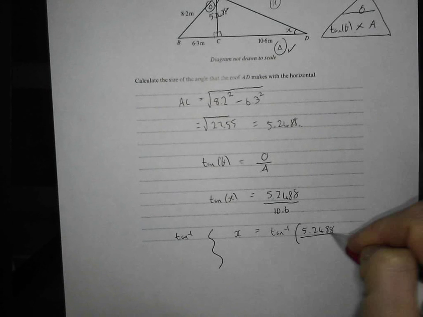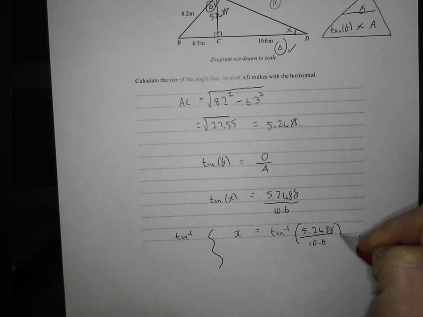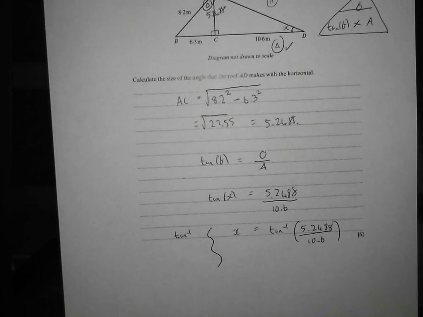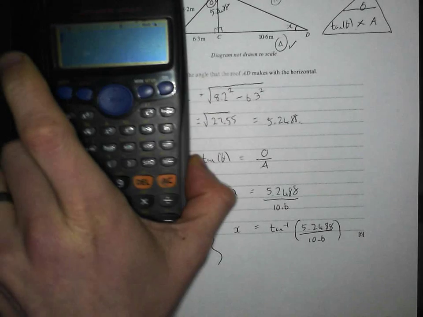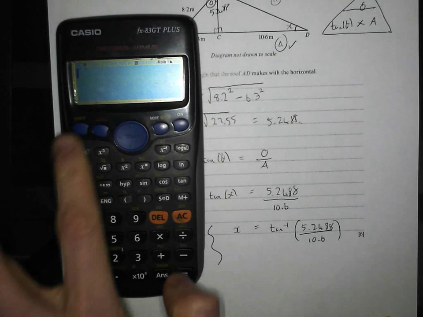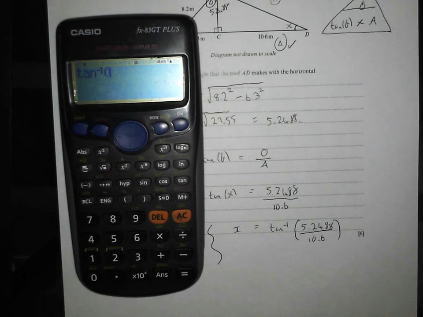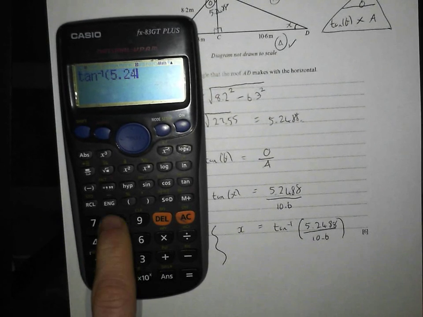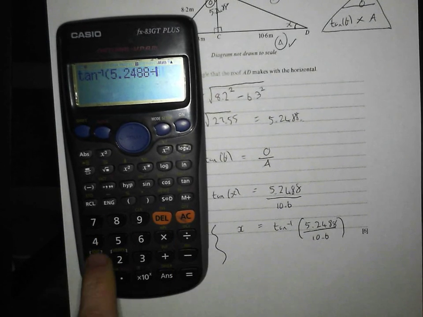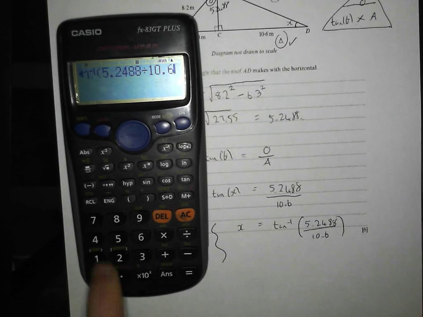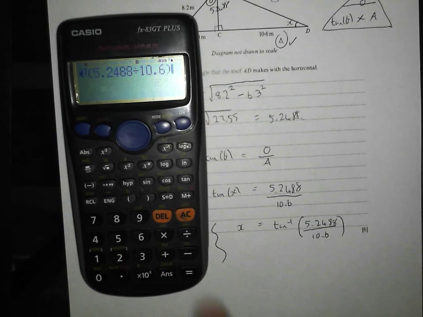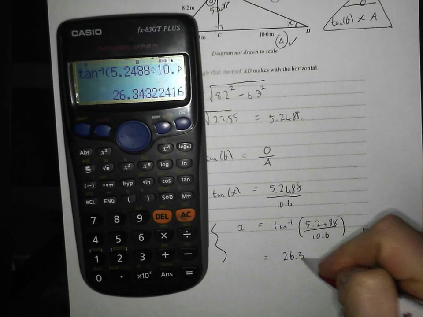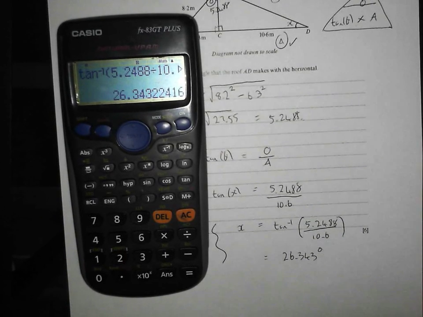X equals tan to the minus 1 of 5.2488 divided by 10.6, close my brackets. Now on the calculator, that's just shift tan. So let's make sure we bang this in properly. Here we go. So I'm going to do shift tan. That's got me tan to the minus 1. Good start. 5.2488 divided by 10.6. Remember to close my brackets. Press equals. And I get 26.343 degrees. Done.